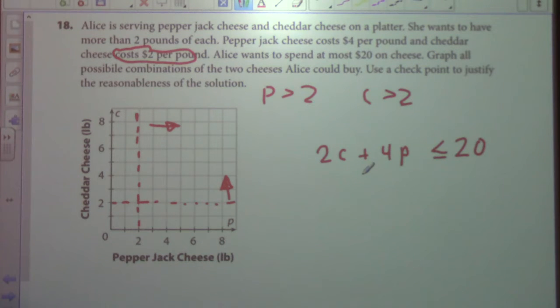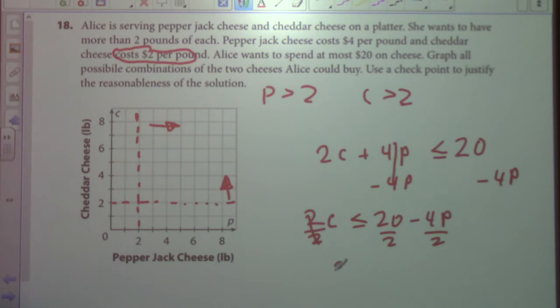Bryce did one like this. Go ahead, I interrupted you. Would you subtract 4P? Yeah. Why would you do that? That's a good call. Why would you do that? So we can find C. You're trying to solve for C, right? So we've done that. So now we have 2C is equal to and less than 20 minus 4P. So what do we have now? Now we have to divide everything by 2.